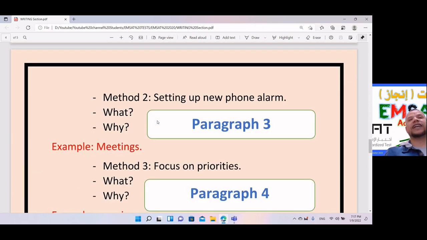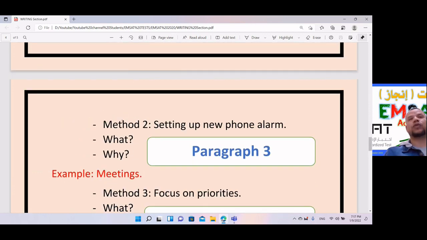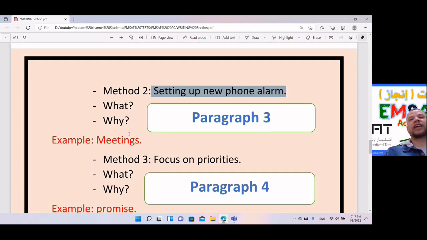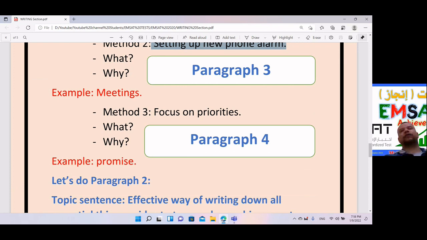You will do that with idea 2. I mean way 2. Look at way 2. Way 2 or method 2 is about setting up a new phone alarm. You have to make an alarm on your phone to remind you. And 2 questions, what and why. This is paragraph 3. You will do it the same as paragraph 2 here. Paragraph 4 or idea 3, I mean paragraph 4.